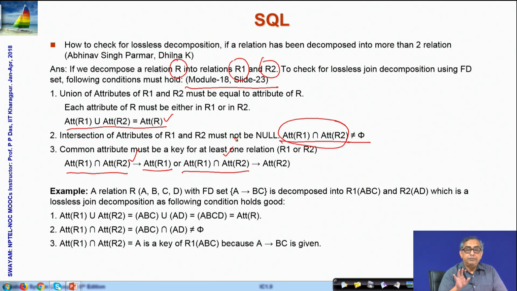And the third condition simply says that common attributes must functionally determine all the attributes of one of the two relations. If that happens, then that is how to check whether a decomposition is a lossless join or not. And if there are multiple decompositions, then you will have to go pairwise to do this check.